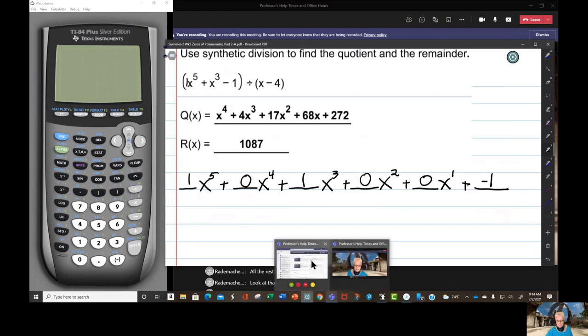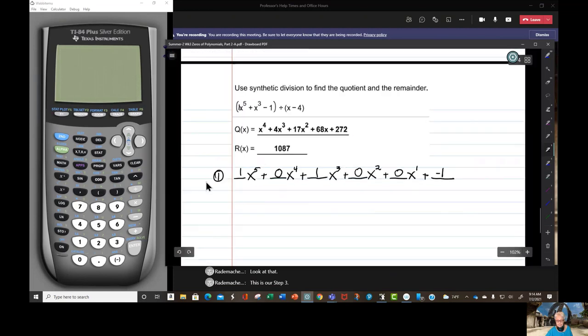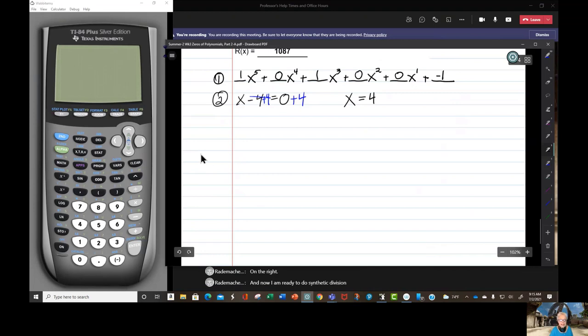This is our step 3. Step 1. Now, step 2, we've got to take care of x minus 4. X minus 4 equals 0. I'm going to add 4 to both sides of the equation. Since negative 4 plus 4 is 0, I'll be left with an x on the left and a positive 4 on the right. And now I am ready to do synthetic division on this monster.